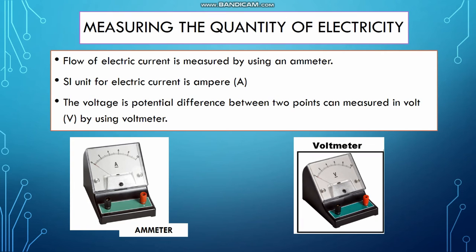So next, we will move to measuring the quantity of electricity. There are two devices that we use to measure the quantity of electricity. First is the ammeter. The ammeter is used to measure the flow of current, while the voltmeter is used to measure the voltage, where voltage means the potential difference between two points. For the ammeter, the unit that we use is ampere. For the voltmeter, the unit we use here is volt.